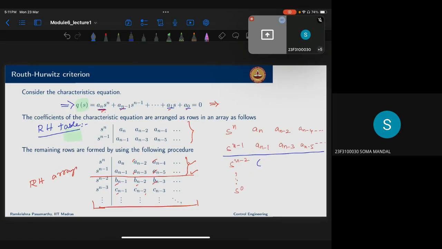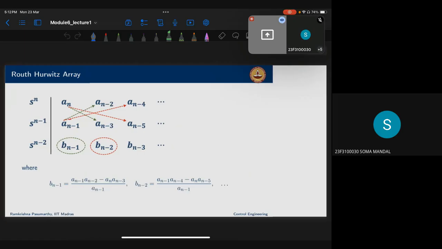Then we will find the rest using a method. That means we will find all these bn minus 1, bn minus 2, bn minus 3, cn minus 1, cn minus 2, cn minus 3. That is called finding the RH array. So using these first two rows, we will find the rest of the rows. Let us see this. As I said, the first two rows are fixed. They come from the characteristic polynomial.